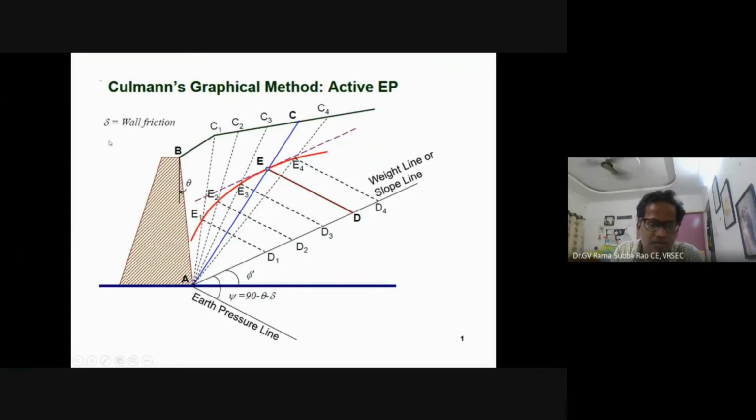So here you see delta is wall friction. I am teaching Kalman's graphical method in case of active earth pressure. You see the way actually what we wrote, in the same way it is there. But here you see we have phi line, and we have psi line. First we need to draw the retaining wall to the scale with proper inclination of the back surface. Here you see I have shown you alpha.